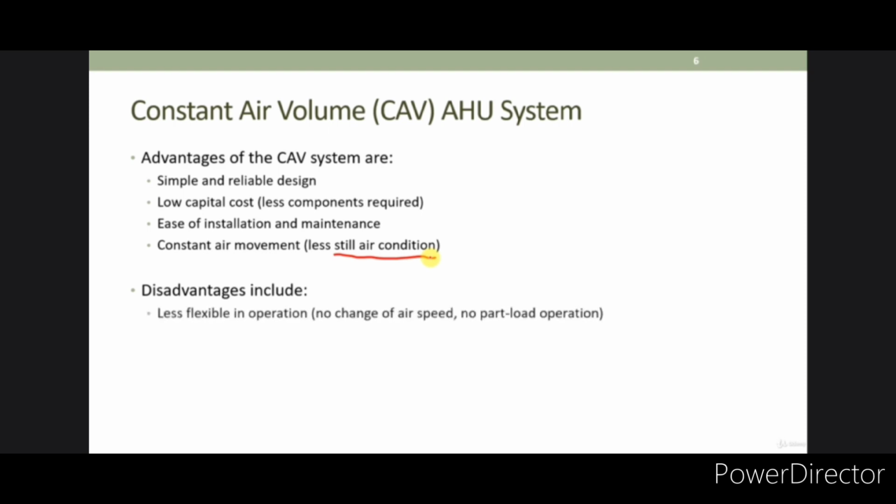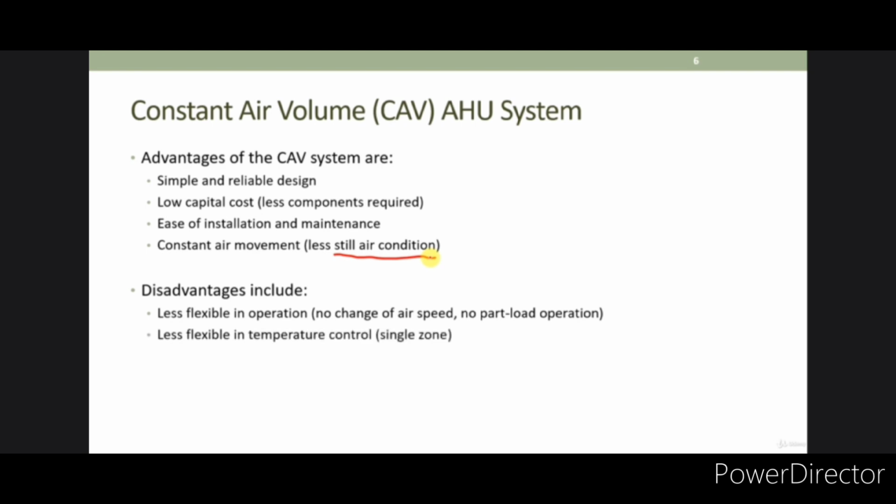How about the disadvantages? It's less flexible in operation because there's no way to have a part load operation. Let's say the load reduces, what you can do is just adjust the supply air temperature, but you are not able to modulate the airspeed, so it's not as flexible.